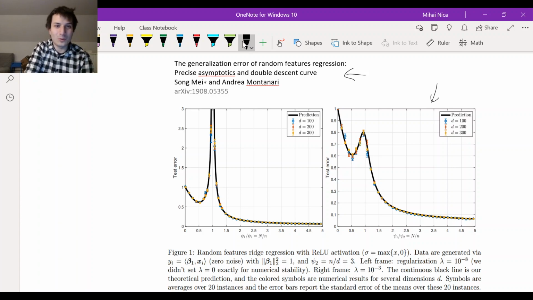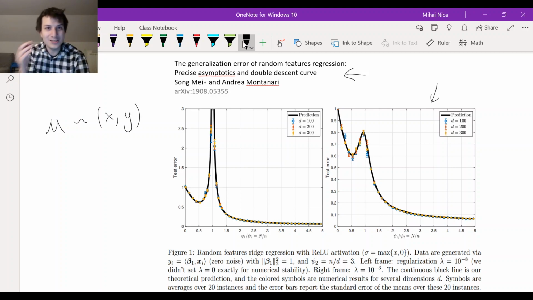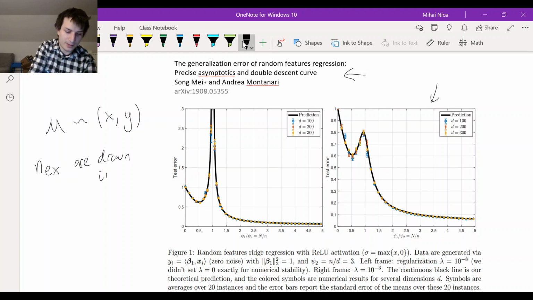So what we're looking at is we're fixing some distribution mu of data. So we have some distribution mu of data points, which give you x and y. And imagine that you see some number of training examples. So the number of training examples, we call that nx, which are drawn IID from mu. That's the number of training examples you see.